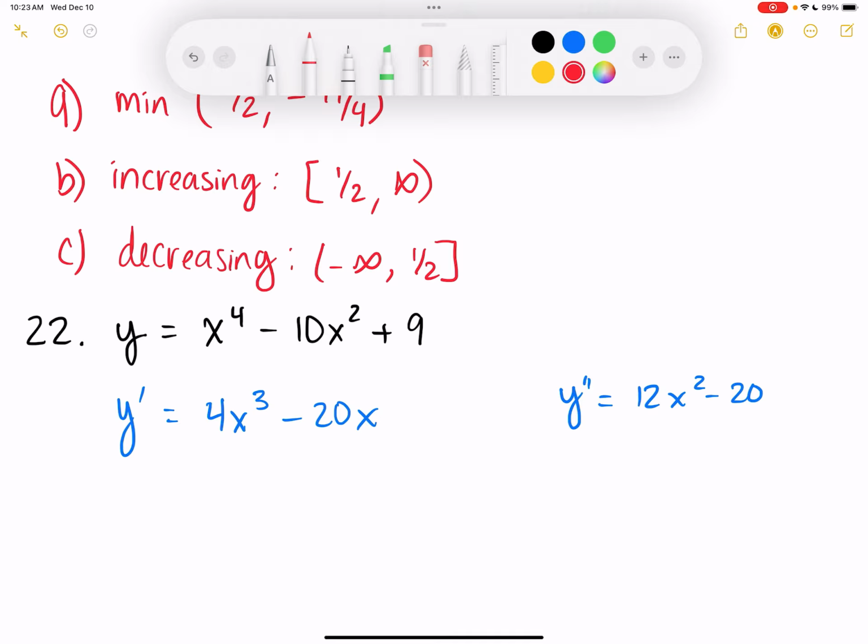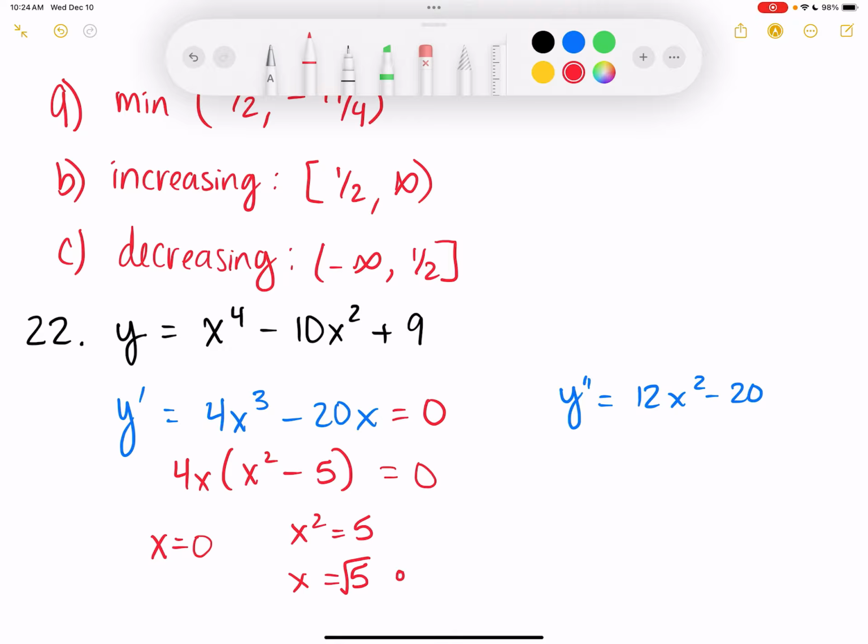So then we set our first derivative equal to 0. I'm going to need to factor this, so I would take out a 4x. And then that leaves me with x squared minus 5. So basically I have that x is equal to 0, or I have that x squared is equal to 5, meaning that x would either be positive square root of 5 or x is negative square root of 5.